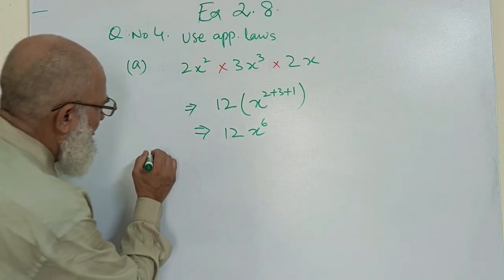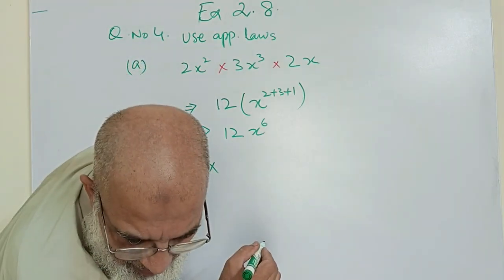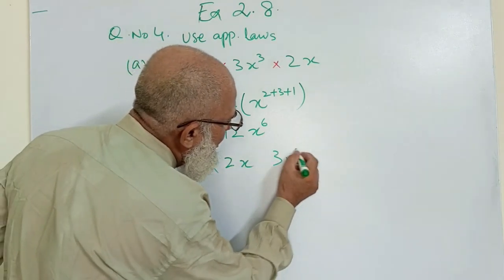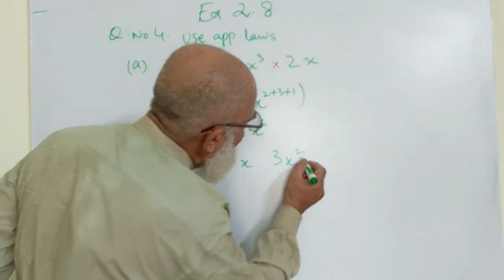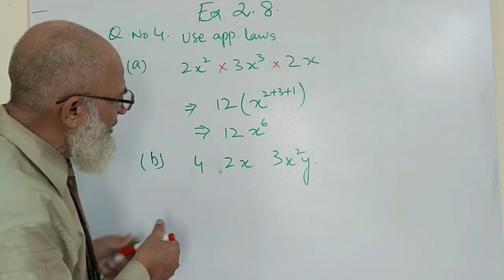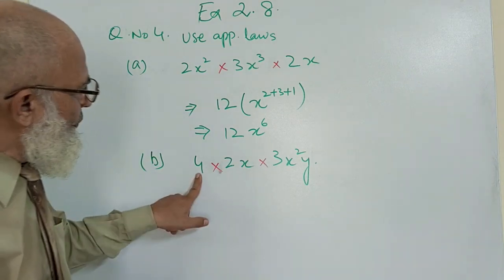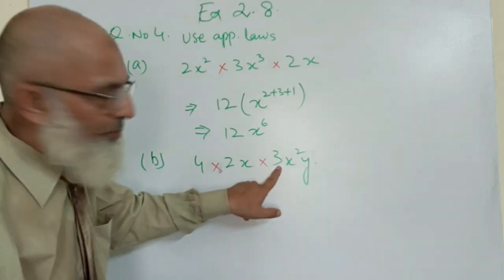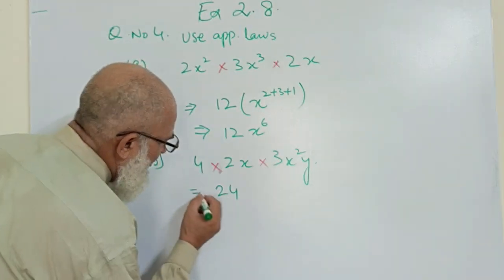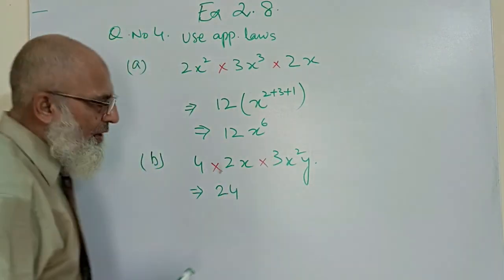Part B, we have come up with two variables now. 4 multiplied by 2x, multiplied by 3x square and y. Now you see we have two variables. Again, signs with different color. 4 multiplied by 2 is 8, 8 multiplied by 3 is 24. There is no difficulty in multiplying.